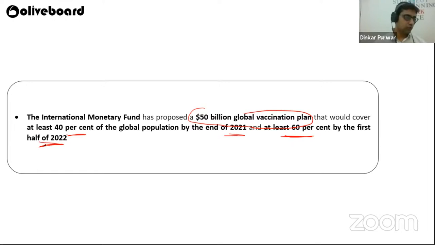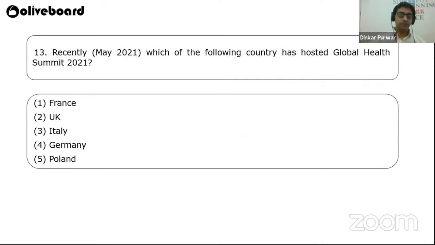Now, question number 13. Recently in May 2021, which of the following countries has hosted the Global Health Summit 2021? France, UK, Italy, Germany, or Poland? Which of the following countries has hosted Global Health Summit 2021? France, UK, Italy, Germany, or Poland?